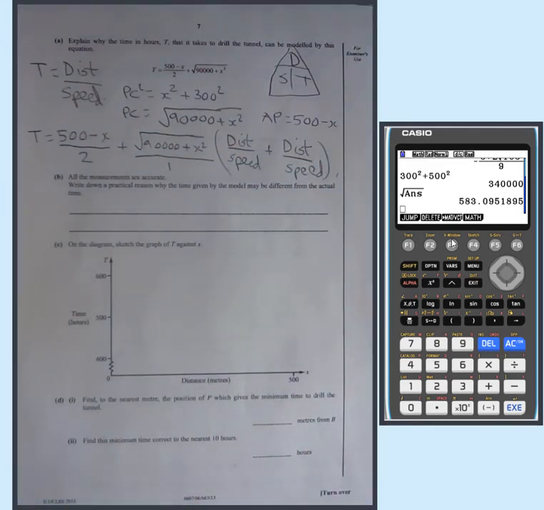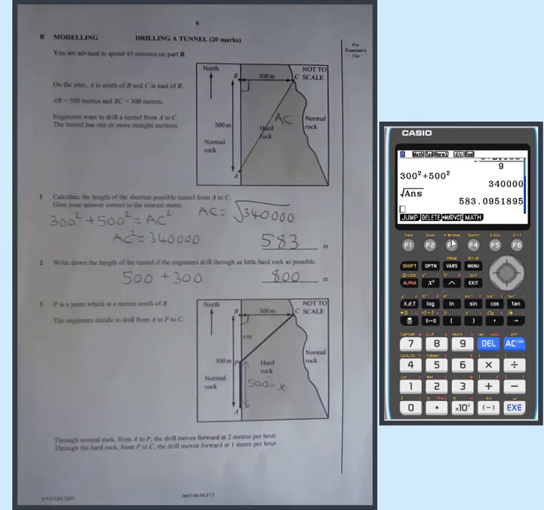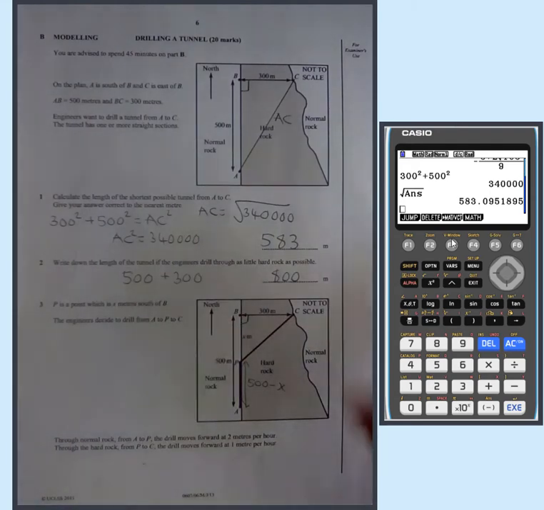All the measurements are accurate. Write down a practical reason why the time given by the model may be different from the actual time. When it says a practical reason, it means understanding the context of what this is about. Now, this is about drilling a tunnel through rock, so you'd get a lot of leeway on this. It's anything to do with the actual difficulties in drilling a massive hole through rock, rather than making it about maths itself.